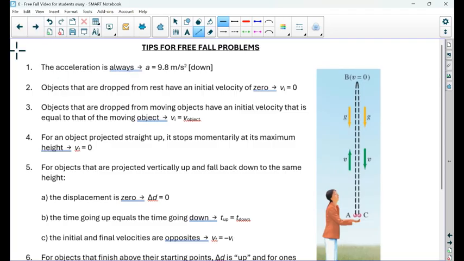Second of all, when we're solving for free fall stuff, we do have a couple tips here that are going to help you, right? Our acceleration is always 9.8 meters per second squared down. We're usually going to choose up as our positive direction and down as our negative direction, but you don't have to. If everything is moving down, it might actually be easier to choose down as your positive direction. And I'll show you an example where we'll actually look at that.